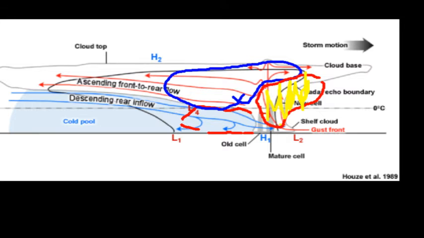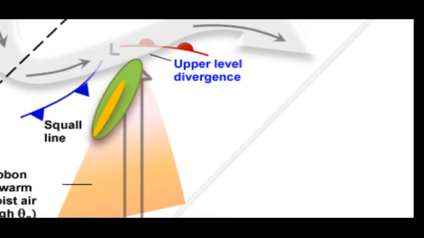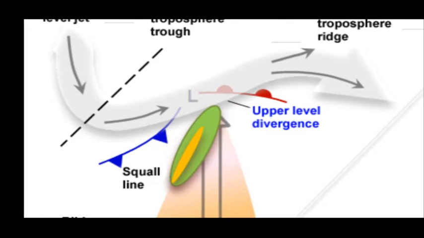So when we look at the forward part of the MCS, we're going to see very little precip, and then we get up to the upper part of the storm, and then we'll see some higher reflectivities just above that updraft base area. This is what the MCS system looks like.